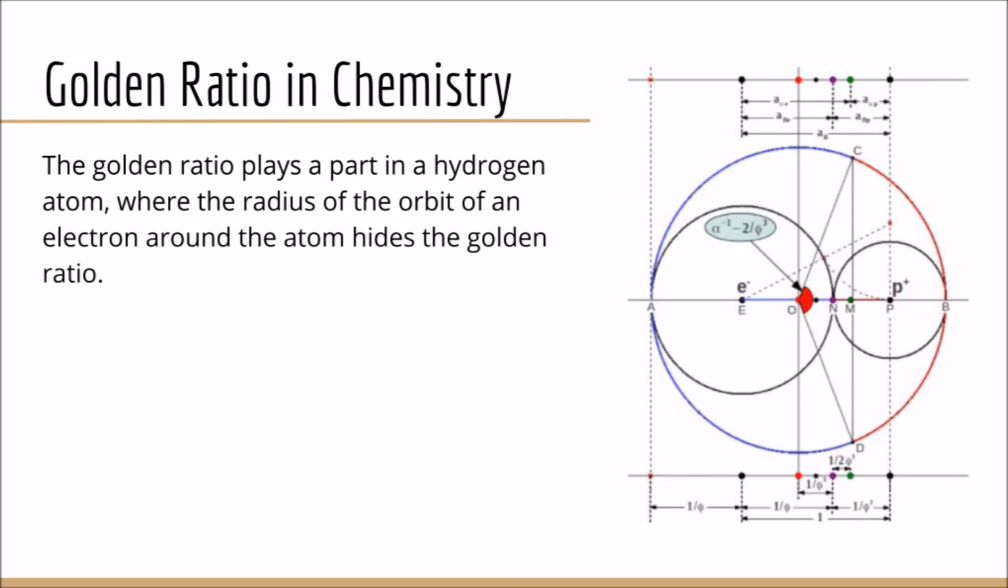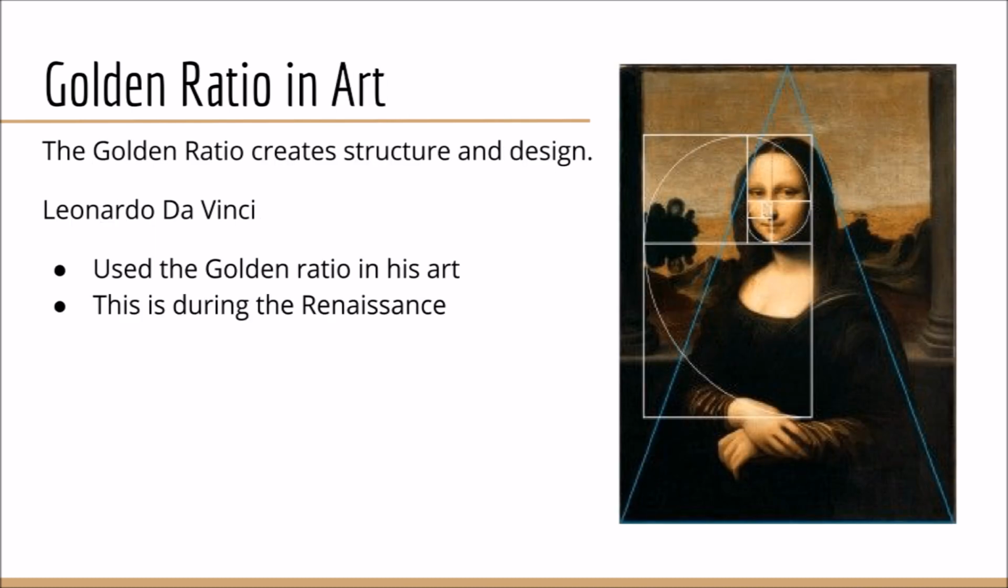The golden ratio also appears in chemistry, where, truth be told, this is a challenging subject having to do with quantum mechanics. The important thing of note is that the golden ratio appears in a hydrogen atom when taking ratios of an orbiting electron.